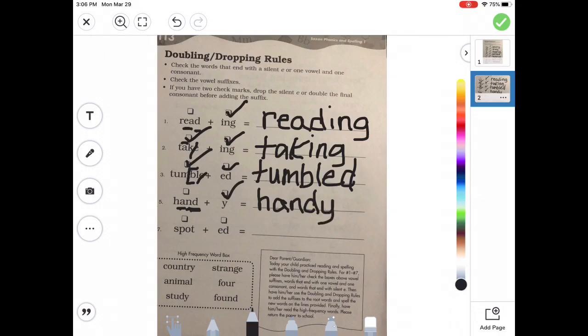How about the next one? I've got spot. Well, spot has 1 O, which is 1 vowel and 1 consonant. So I can mark that one. Then over here, it starts with an E, suffix ED, so I can mark that one. So I have 2 check marks, so that means that I'm going to double that consonant. So SPOTTED, since I put both.